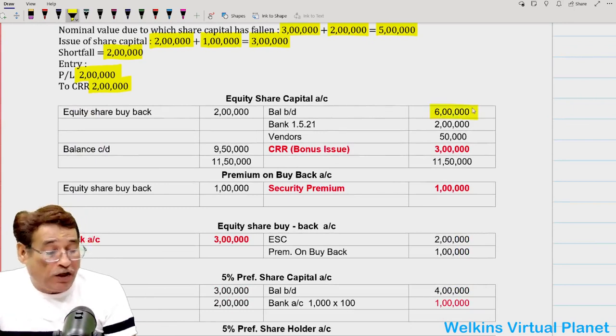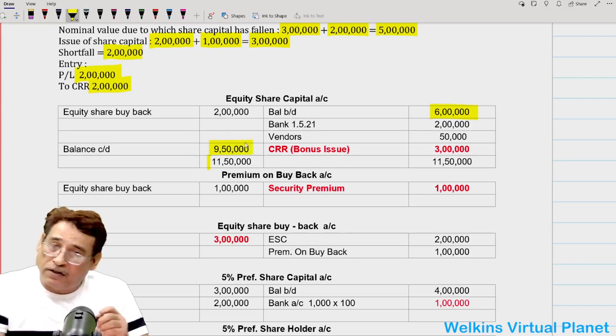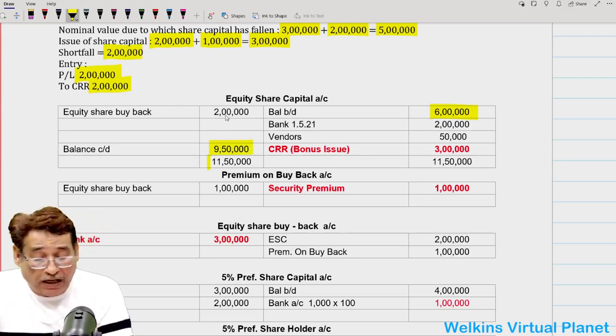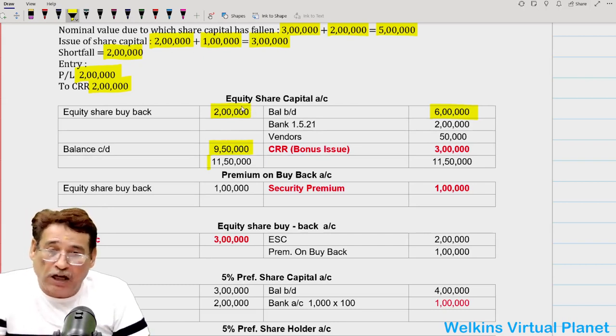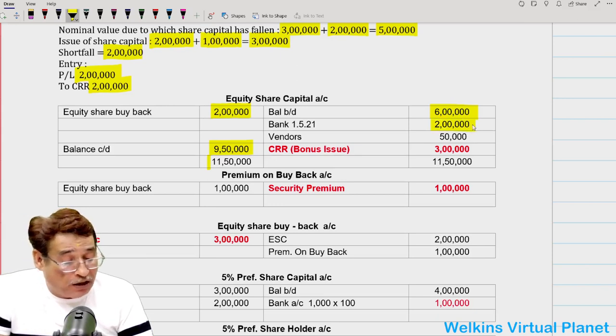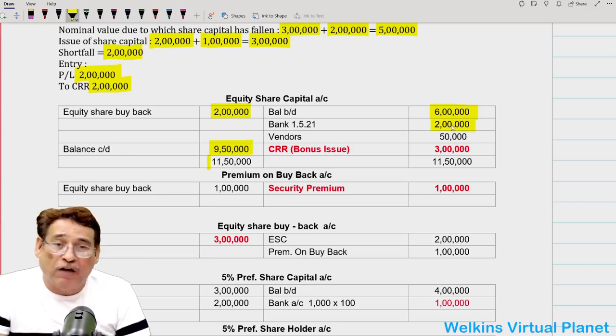Opening balance in equity share capital is 6 lakh and closing balance is 9,50,000. It is given to you. First of all, I have written here to equity share buyback. We had just seen that we have bought back 2 lakh worth of equity share capital. Correct? I have also told you that in the question, it is clearly stated that we have issued 2 lakh worth of equity share capital.